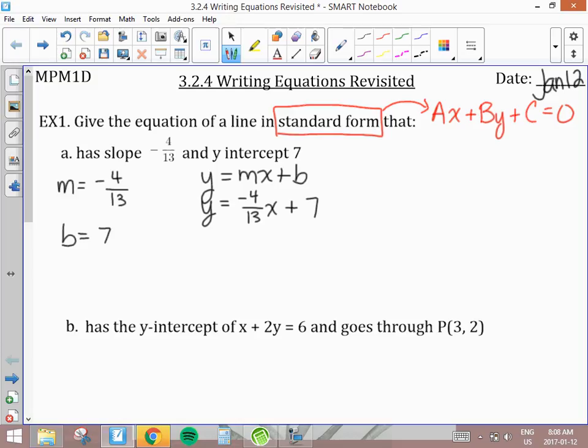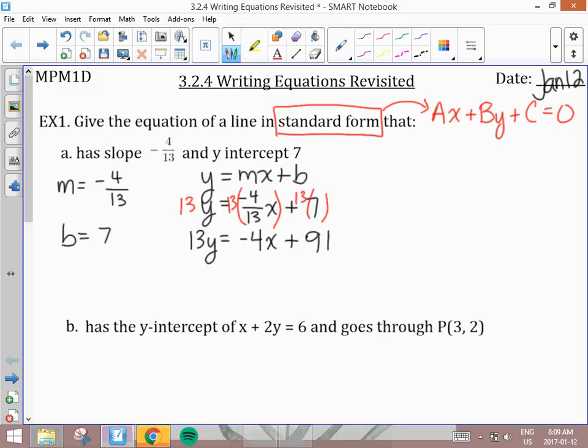I want to move things to one side of the equal sign, as well as get rid of fractions. My first step is to get rid of the fractions. Because I only have one denominator, 13, I'm just going to multiply all three parts by 13. When I do that, I get 13y = -4x + 91.